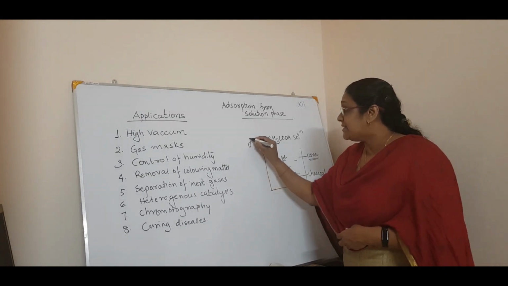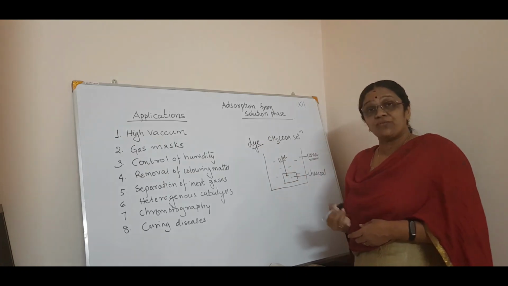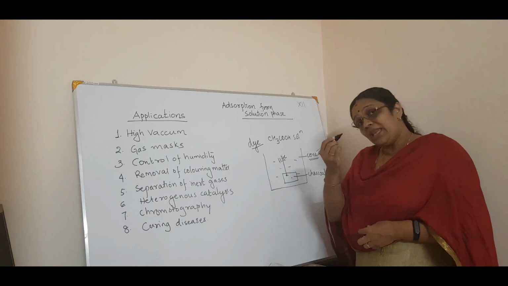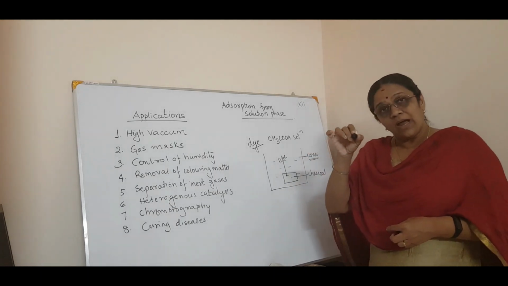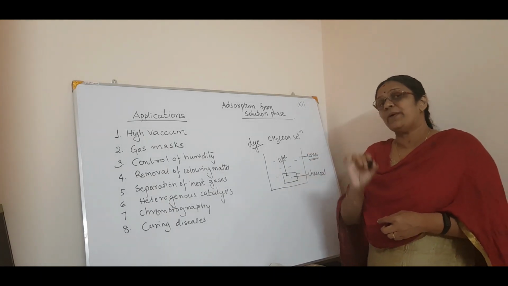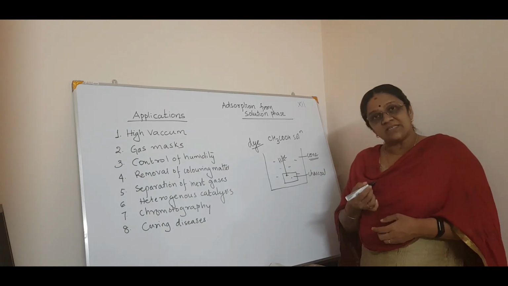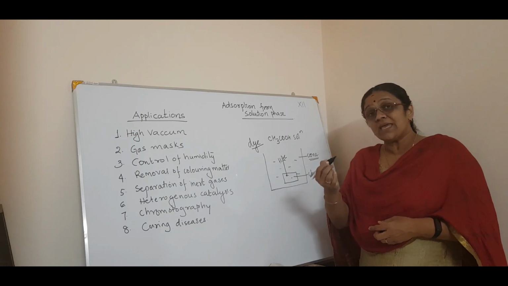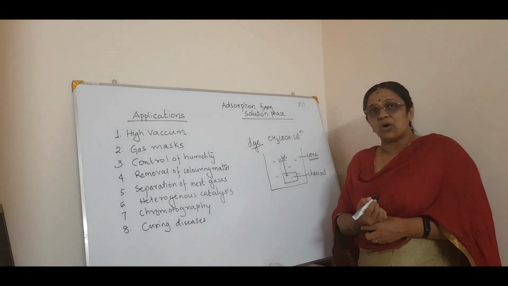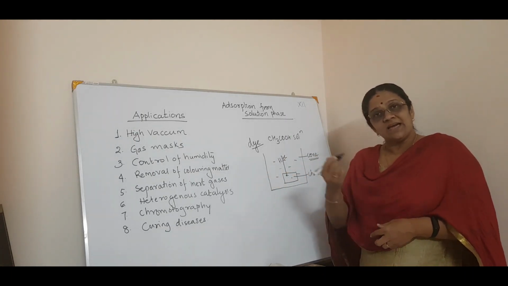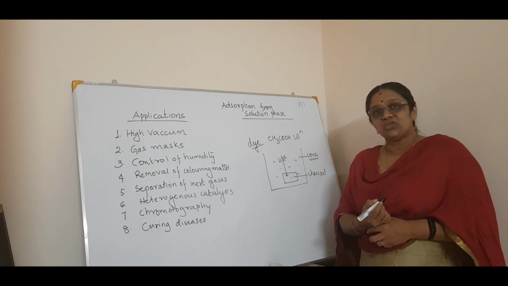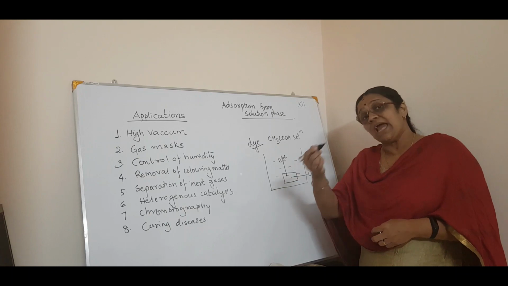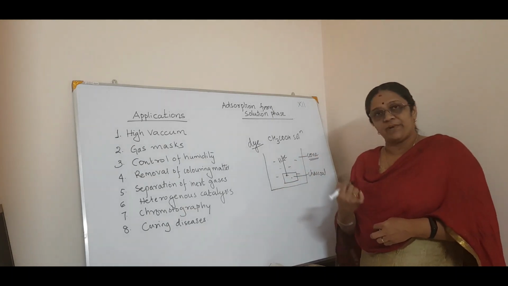Again, what about dyes? A dye means a mixture of colors in a particular solvent. In that case also, if you put some good adsorbent like animal charcoal or activated charcoal, the color will get adsorbed on this solid substance, thereby resulting in a colorless solution. So that is how the solute is being adsorbed by the adsorbent.